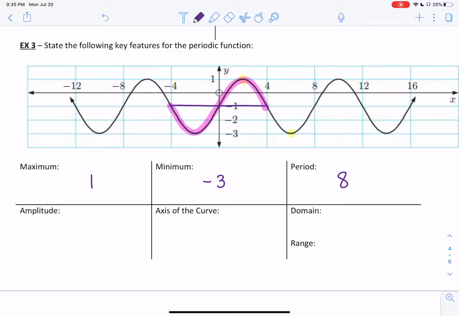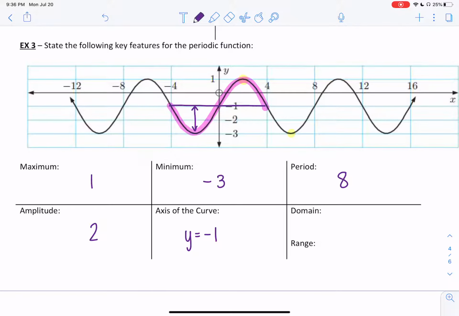Now my amplitude. My amplitude is the measurement from my axis of the curve to my max or min. In this case, that's 2. Now my axis, or that dark purple line I drew, is at y equals -1. So that's where that line is going through.